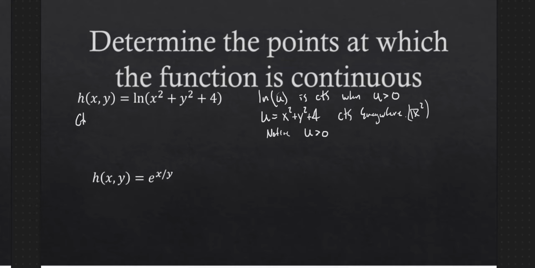So this is continuous on all of the plane, all of R2. Because again, the inside function is continuous everywhere, and it's strictly greater than 0, which puts it into the domain of natural log, and natural log is continuous on that domain. So inside's continuous, outside's continuous at all the possible output values of the inside, hence the whole function is continuous on the plane. So h here is continuous on R2.